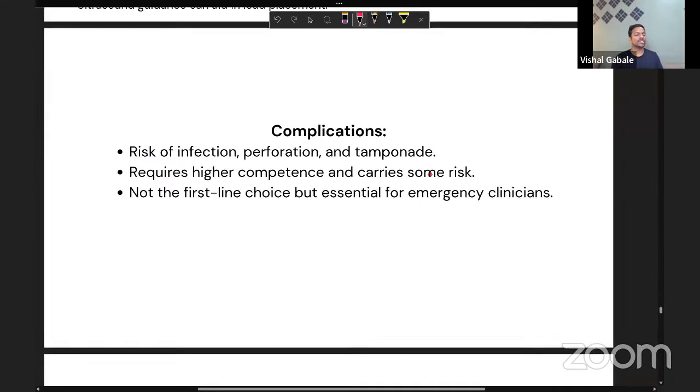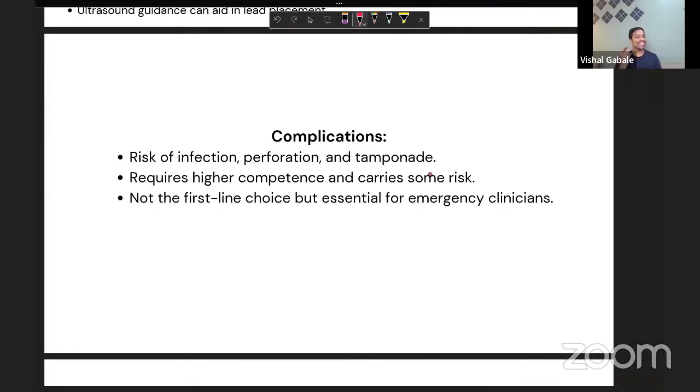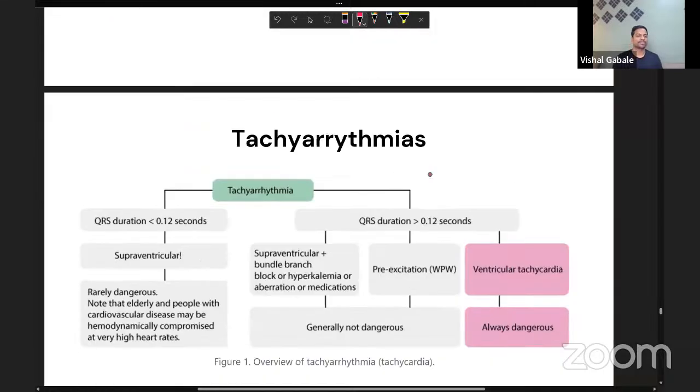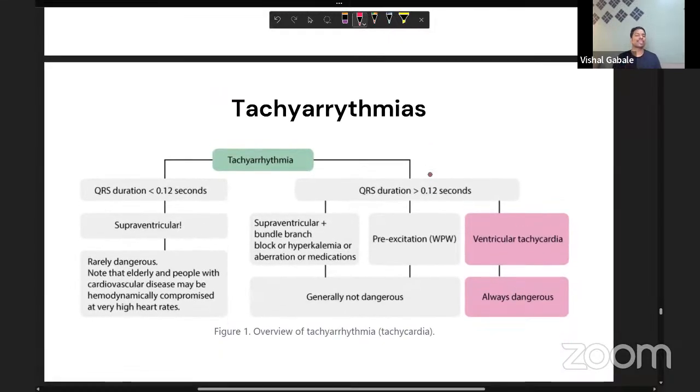So what are the complications of the transvenous? As it is an invasive procedure, obviously there will be infection, perforation, tamponade. Okay, and it may require higher competence and carries some risk. That's why only a cardiologist does it, and therefore it is not the first-line choice in emergency situations. Now coming to the tachyarrhythmias, that is the last part of today's discussion. So we'll take a 2-minute break before that, and then we can start with that.